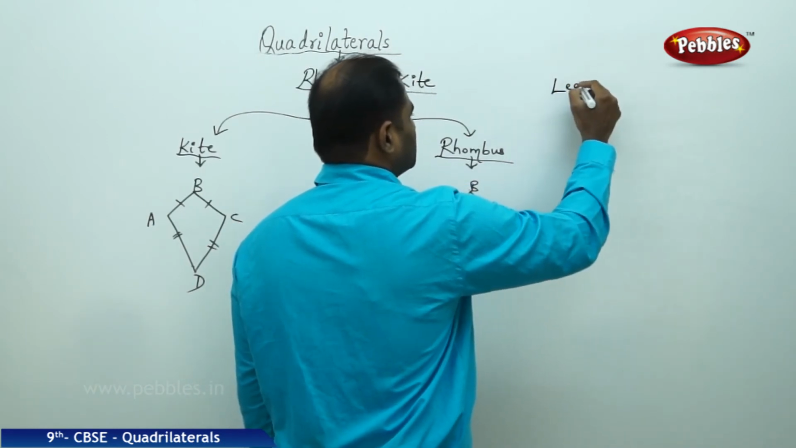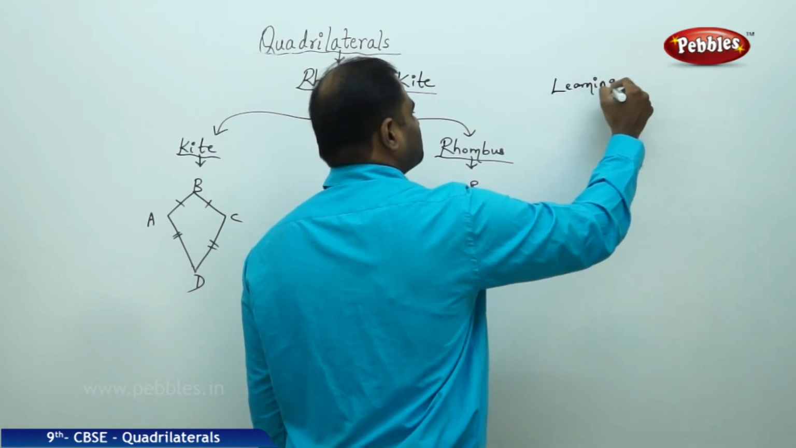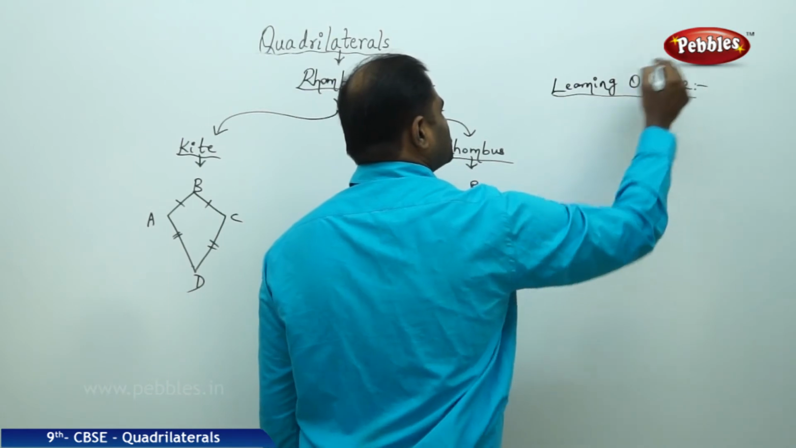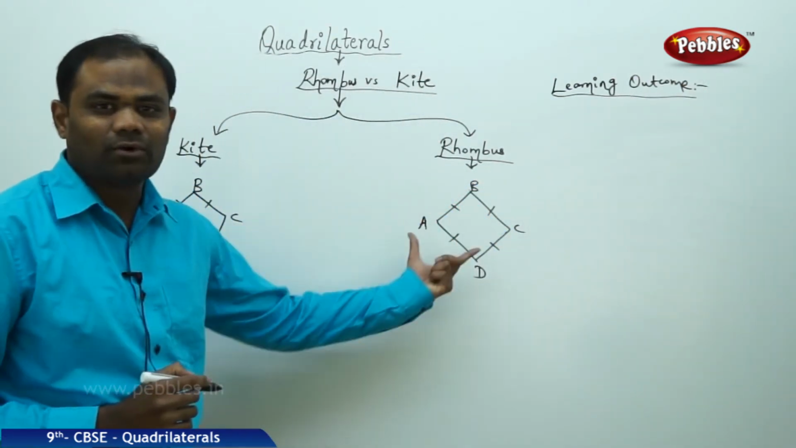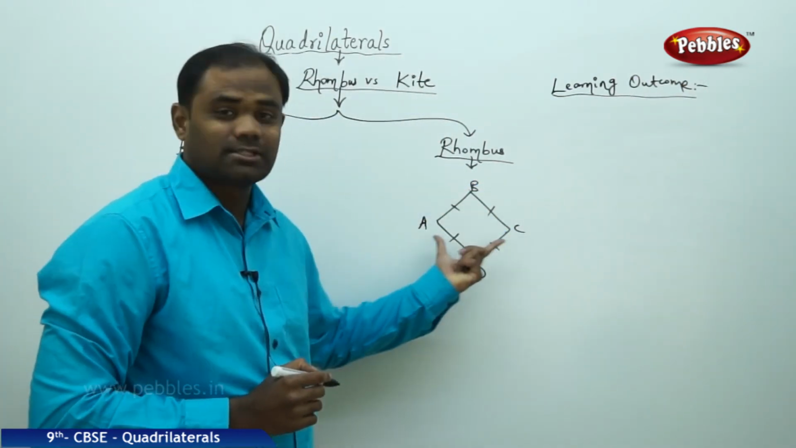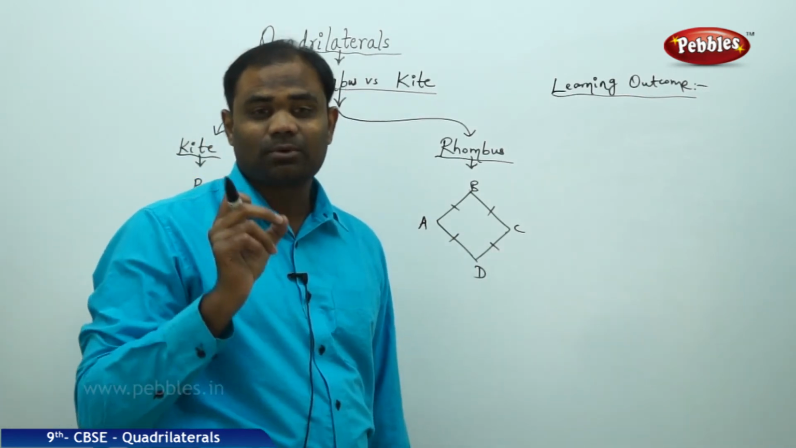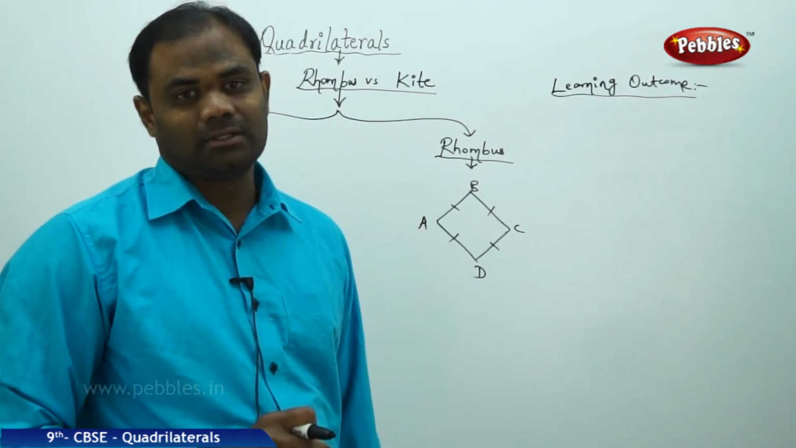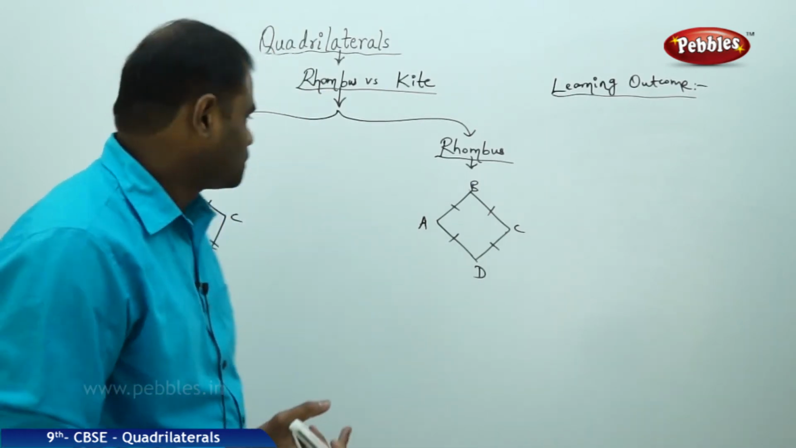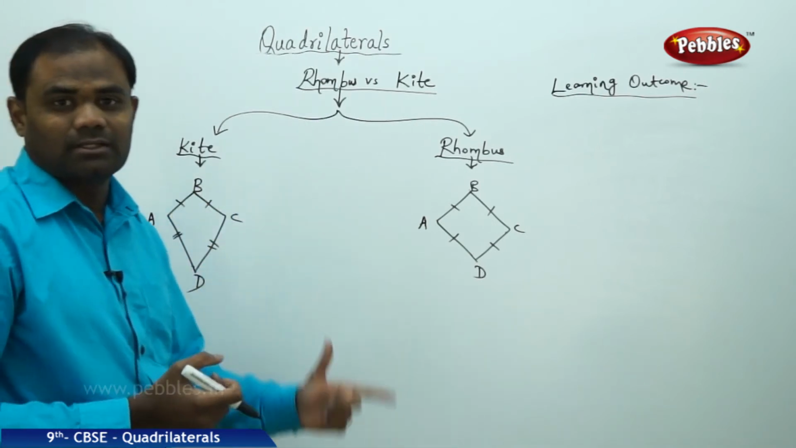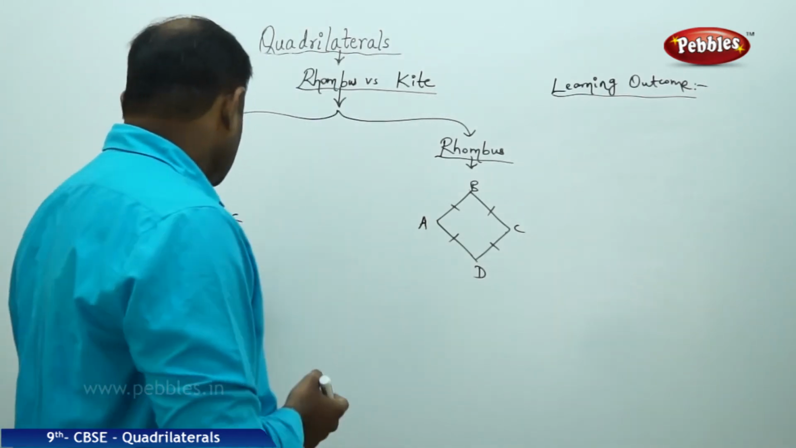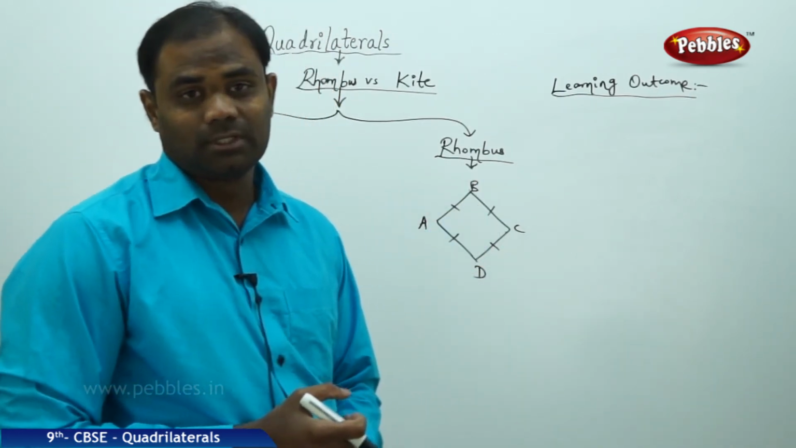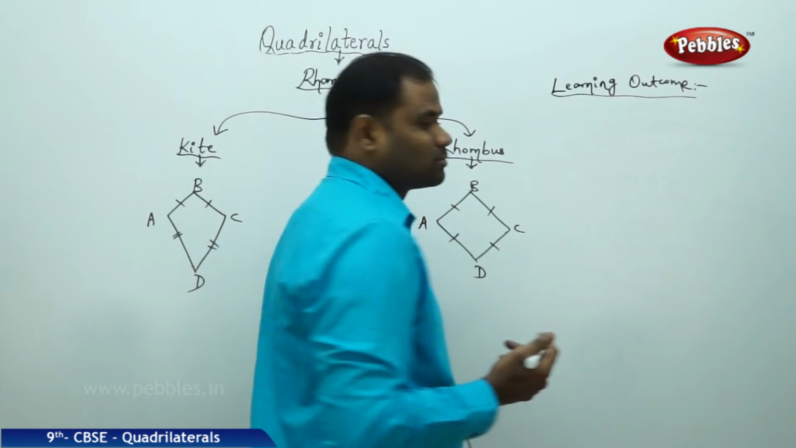Therefore, my learning outcome in this case is that every rhombus which has its adjacent sides equal satisfies the properties of a kite, and hence every rhombus is a kite. But otherwise, every kite is not a rhombus, because all sides of a kite are not equal, and hence it is not a rhombus.